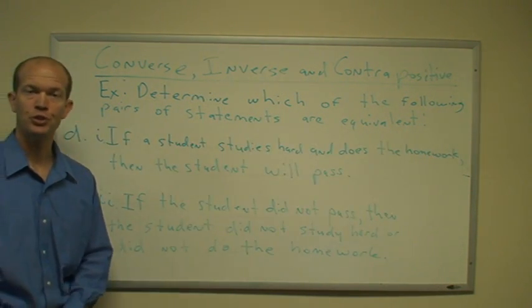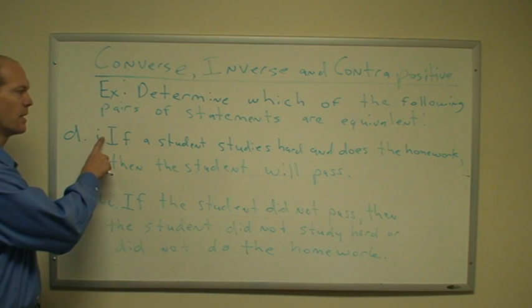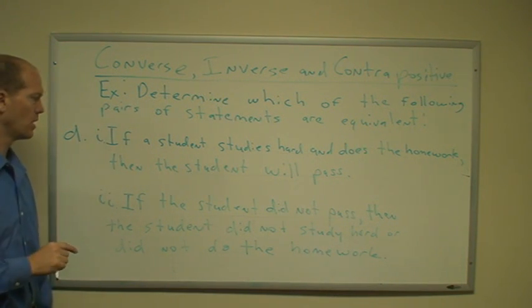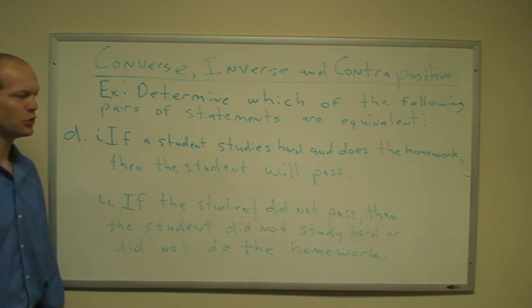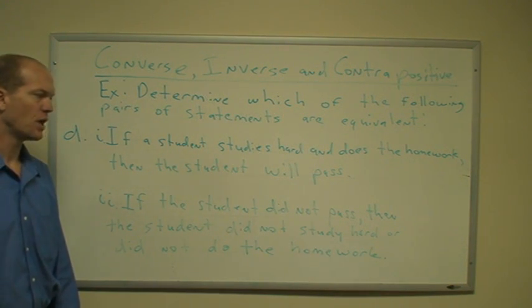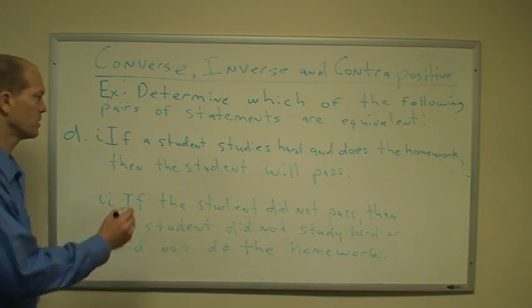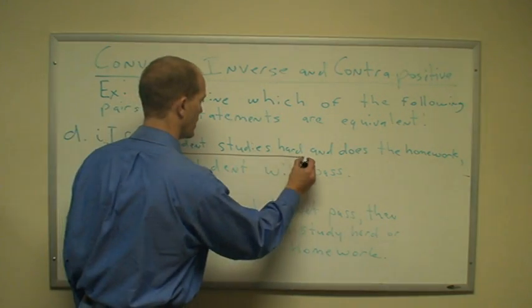In this example, the two statements we're looking at are, if a student studies hard and does the homework, then the student will pass, along with the statement, if the student did not pass, then the student did not study hard or did not do the homework. To break this down, let's pull out the parts we need to see.